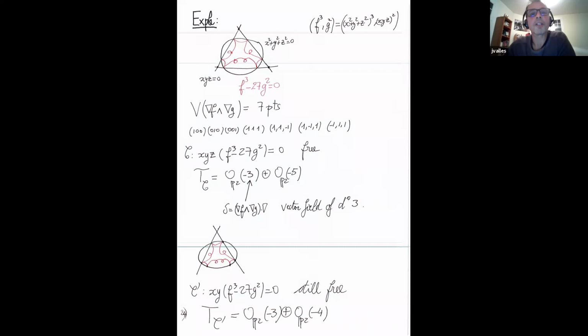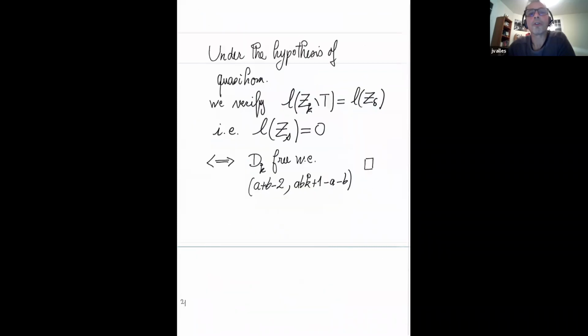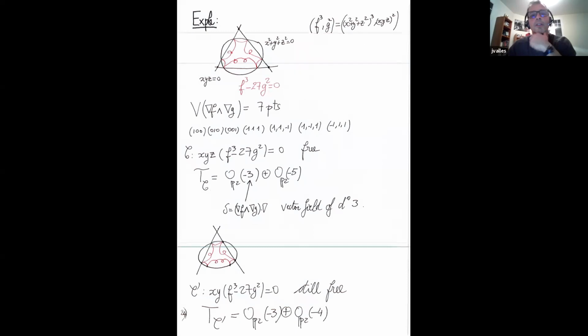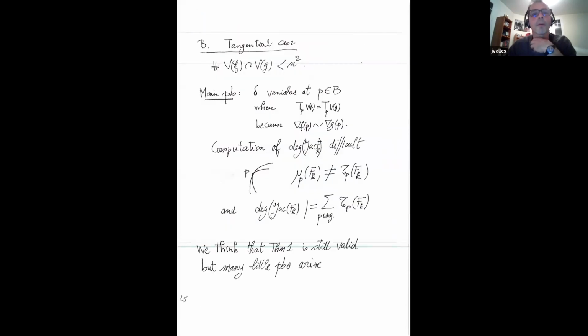Okay, so this is the example for the non-regular pencil. We can produce a lot of new examples like this, and I didn't send them yet to Artal and Cogolludo, but I guess that they could be interested by this part. Well, now the tangential case.